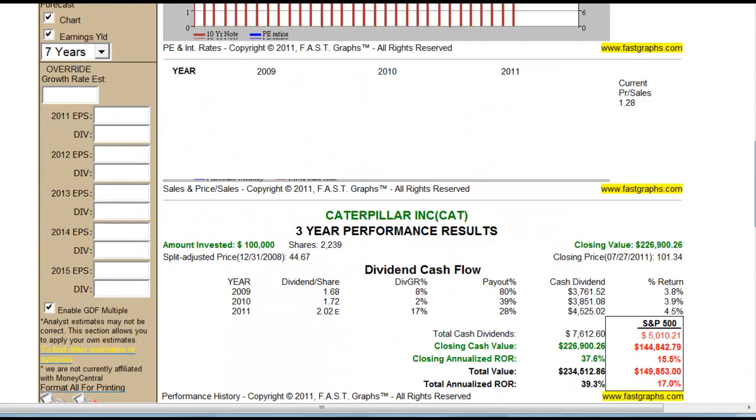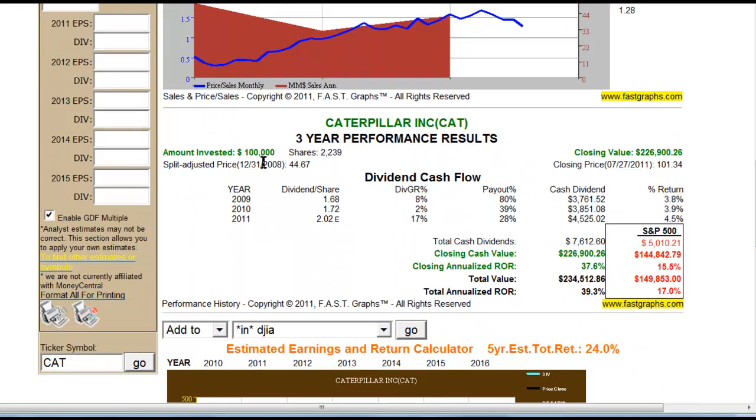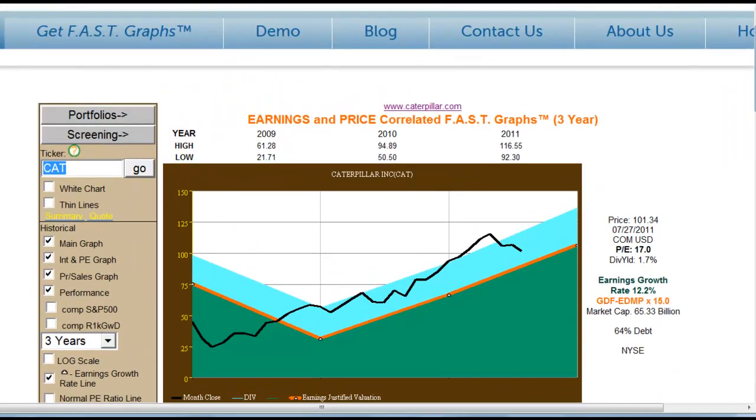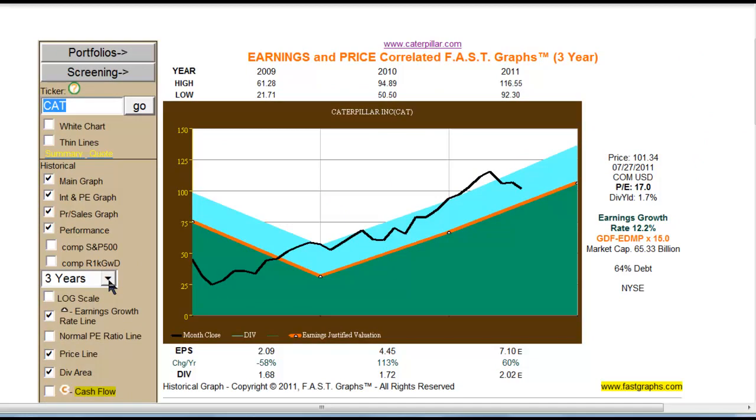So for this 3-year period, a $100,000 investment in Caterpillar would have grown to $226,900. That's a 37.6% compounded rate of return. And when you add dividend income of $7,000, that balloons to over 39% total annualized rate of return owning this stock for the last 3 years. So the recession turns out to be a great opportunity.